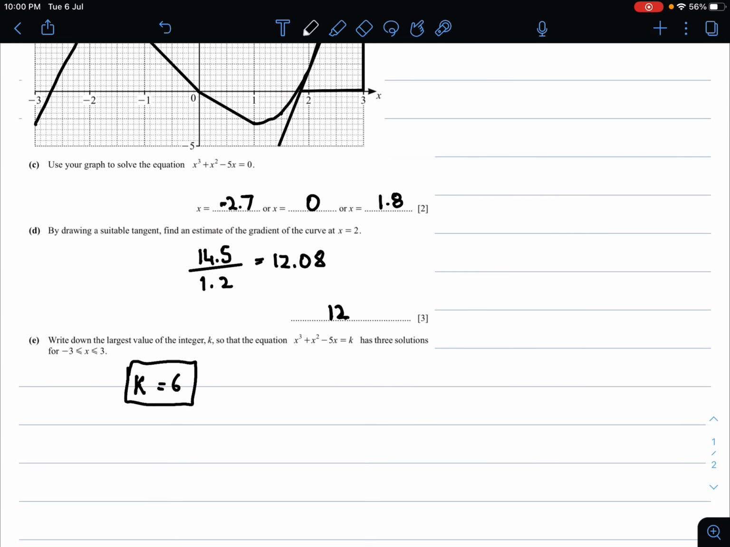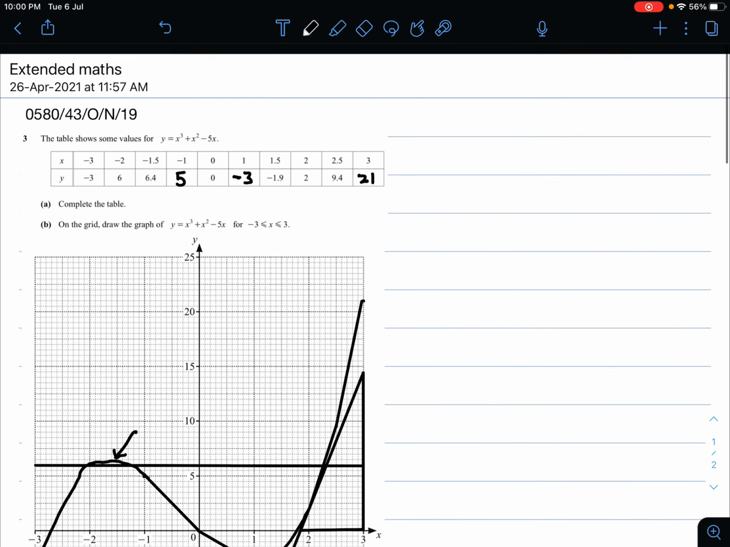And therefore these are your final answers for question 3.